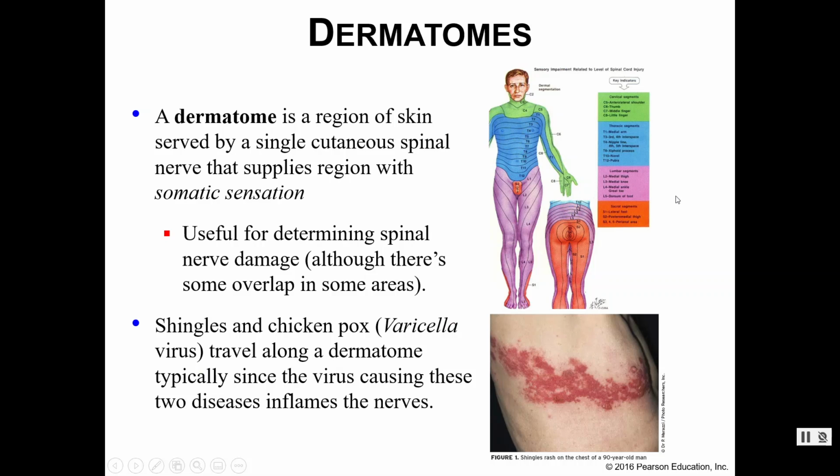All right, dermatomes. These are kind of interesting. These are regions of the skin that are served by a single cutaneous spinal nerve that supplies that particular region with somatic sensation. Keep in mind, somatic sensation is kind of what it sounds like. You're being able to feel your body. This can be useful for determining where you have spinal nerve damage. There are some regions of overlap.